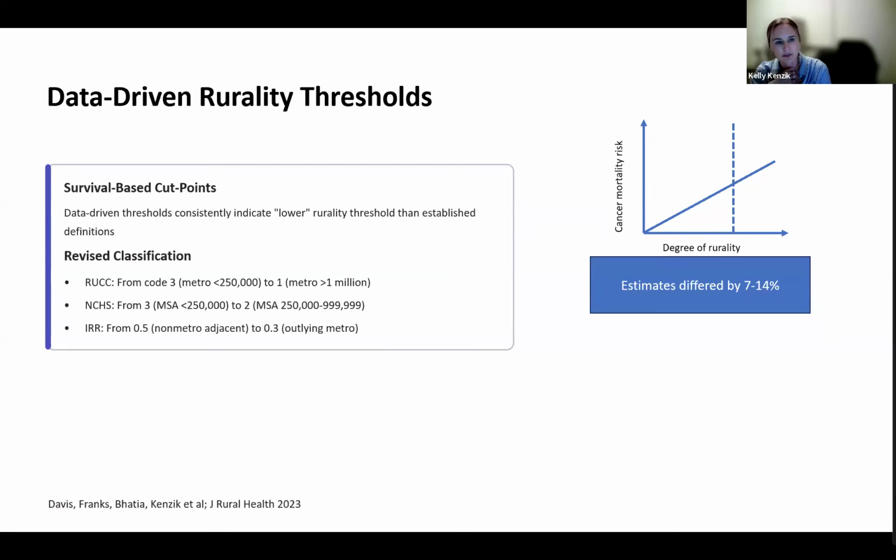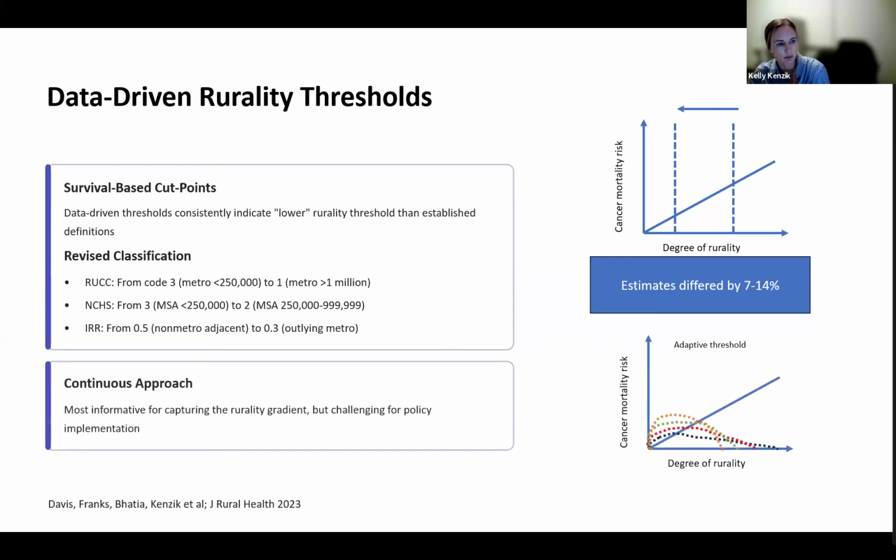We did find that the data-driven thresholds consistently indicated a lower rurality threshold than the established definitions. So for the RUCC, for example, the code 3, level 3, which is metro less than 250,000 population, would move to a 1. So that would then be the rural cutoff at that point. And for the NCHS, it moves from a metropolitan statistical area of 3 to a 2. That would be the most meaningful in that case. And the IRR does also have a cutoff established from a 0.5 to a 0.3. So all of these moved the estimates down lower. That's largely what we saw. And the estimates differed by about 7 to 14% once we changed and added those cutoffs. So your rural risk increased by that much.